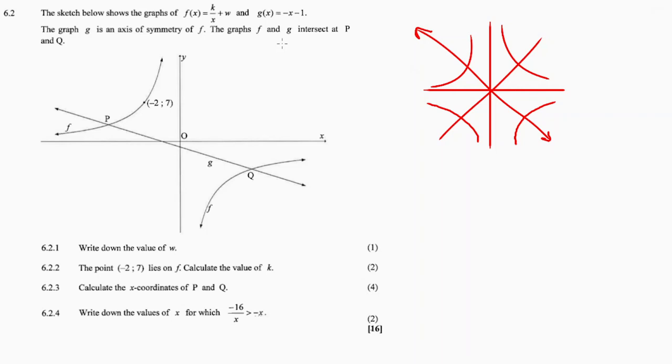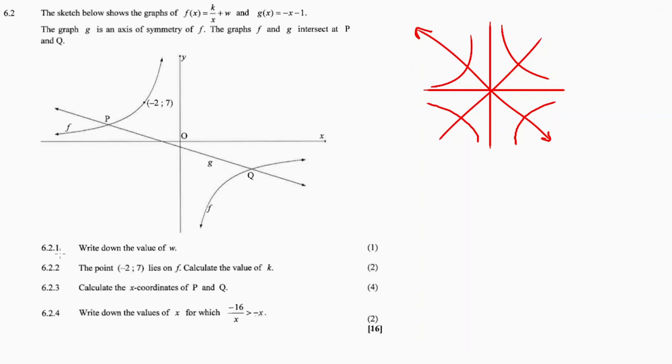But since the graph is shifted by a unit of W, it means it will have a horizontal asymptote, right? It means the axis of symmetry will no longer pass through the origin. Hence g of x is equal to minus x minus 1. Why? Because of the axis of symmetry when I pass it through the origin. But okay, the graphs of f and g intersect at P and Q. So P and Q are points of intersection.